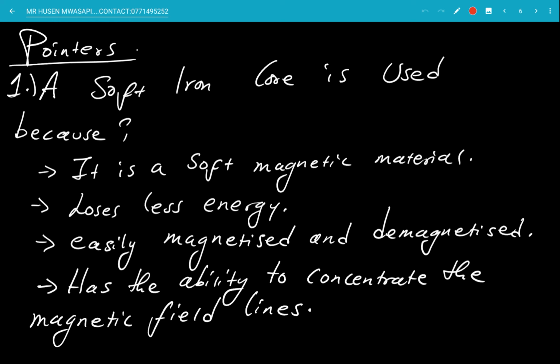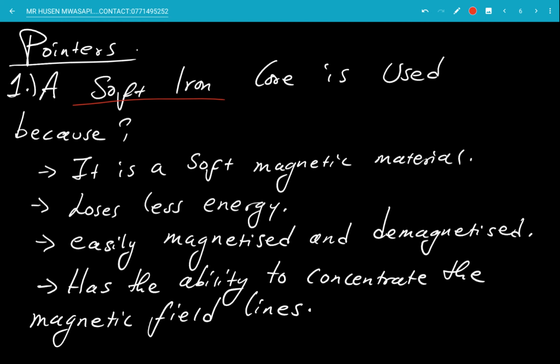Now, there are some pointers you have to know. Pointers that involve the soft iron core. Questions might be phrased to say, give a reason why a soft iron core is used instead of other related materials like copper or aluminium. Now, there are several reasons why we use a soft iron core.